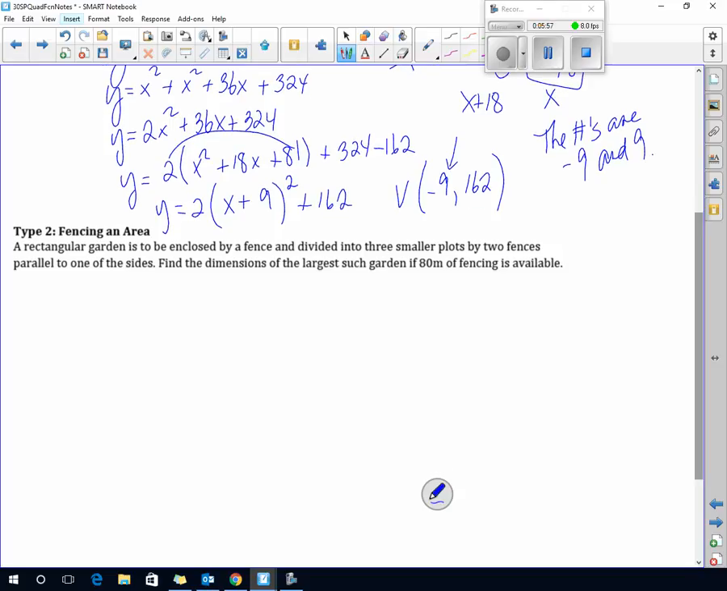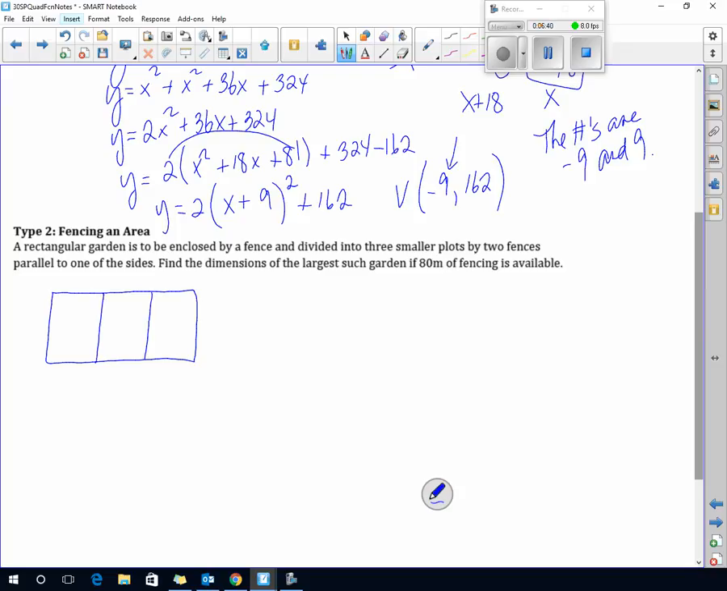Okay, a rectangular garden is to be enclosed by a fence divided into 3 smaller plots by 2 fences. So this is a little different than the last one. Find the dimensions of the largest such garden if 80 meters of fencing is available. So I'll show you what this is. It's a garden. Do we have a building or anything that's going to take one of the sides? That's the garden. And all that is the fencing. Does everybody see that's what the diagram would look like?